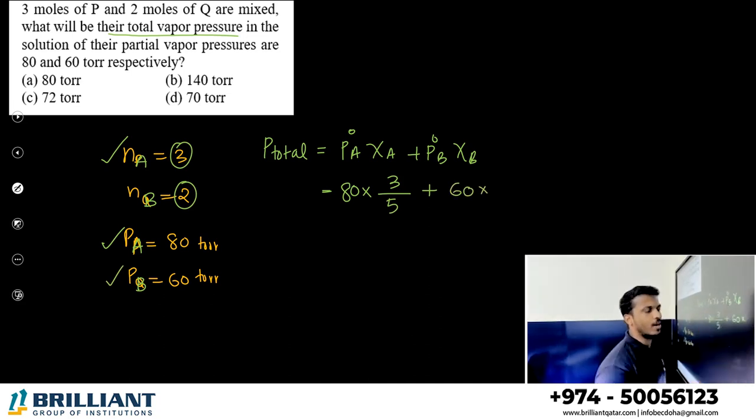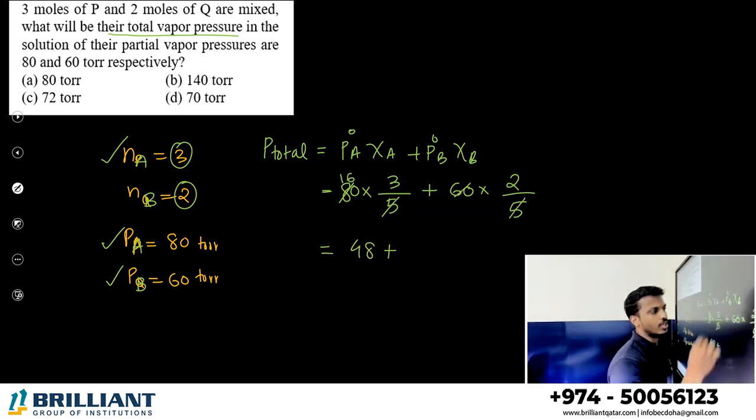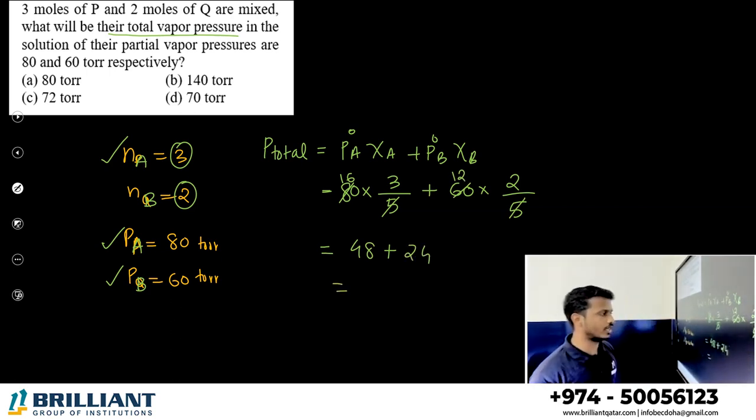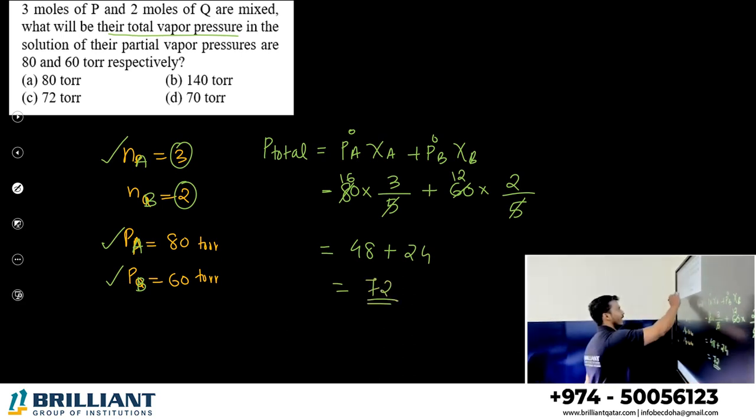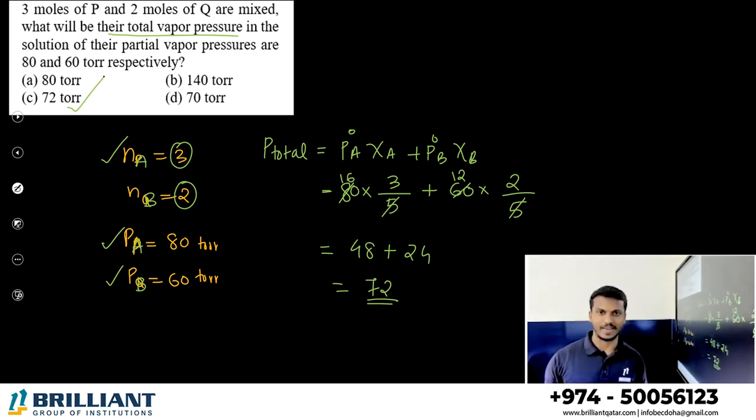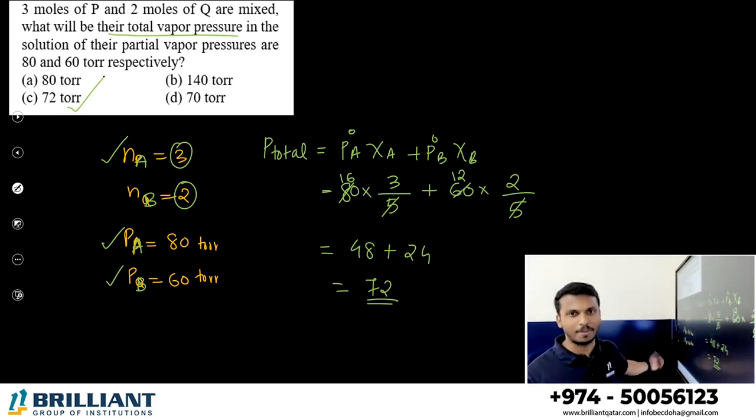What is the vapor mole fraction of the B component? B component mole fraction divided by total mole fraction. Alright, so it will be 5/8 times 1, and the remaining 3, 30. So 16 into 3, how much? 48 plus, and here 5 out of 60, that is 12, 12 into 2 is 24, that's equal to 72, right? 72 torr is the final pressure, right? Option C is the correct answer. We can use any of the equations which I mentioned in the previous slide.